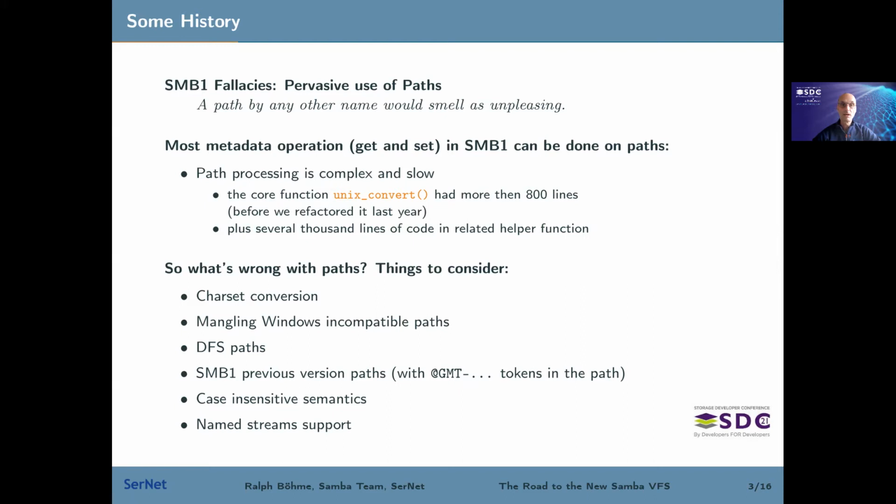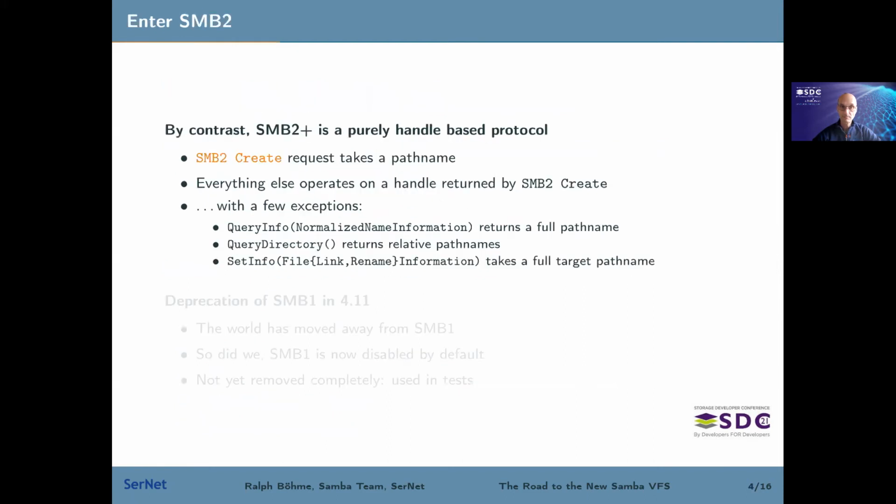So paths are complex. Now, enter SMB2. SMB2 is a purely handle-based protocol. The SMB2 create request takes a path name, but basically everything else in SMB2 operates on a file handle returned by SMB2 create, with just a few exceptions, for example query info, query directory, or set info.